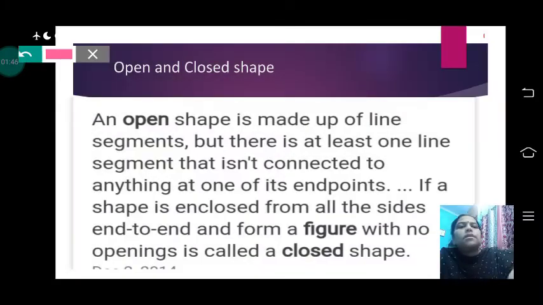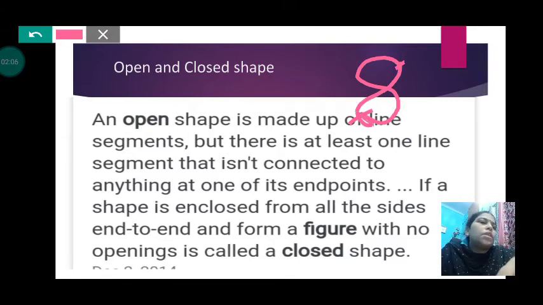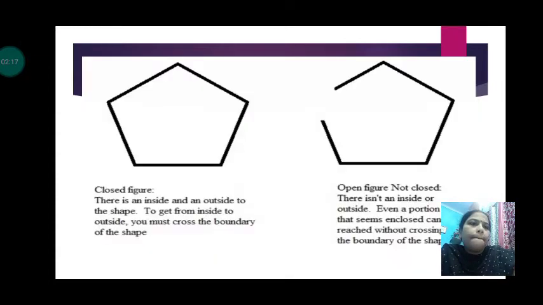As you can see, suppose here there is an S. If I have written S, then this S has an opening over here, at the sides. Now, if I want to make it a closed shape, what will I do? I'll close it like this. So the opening is closed. Now this has become a closed figure, and first it was an open figure. Now let us see in detail.